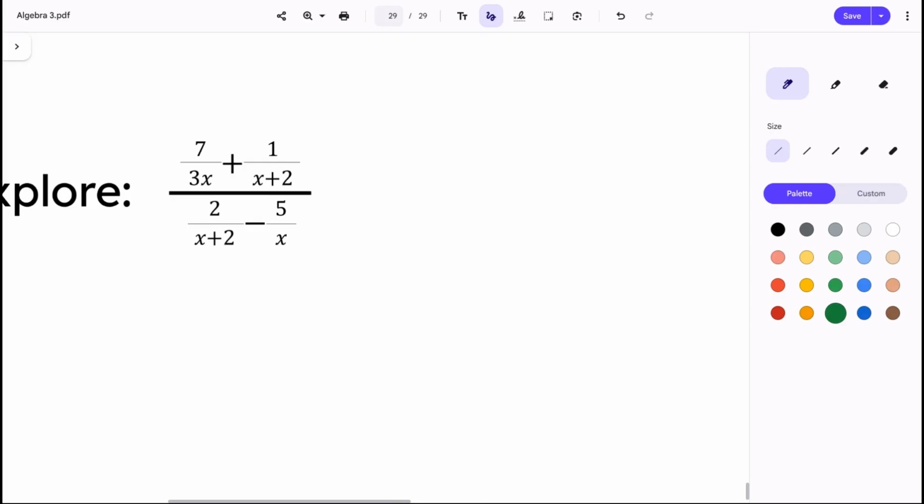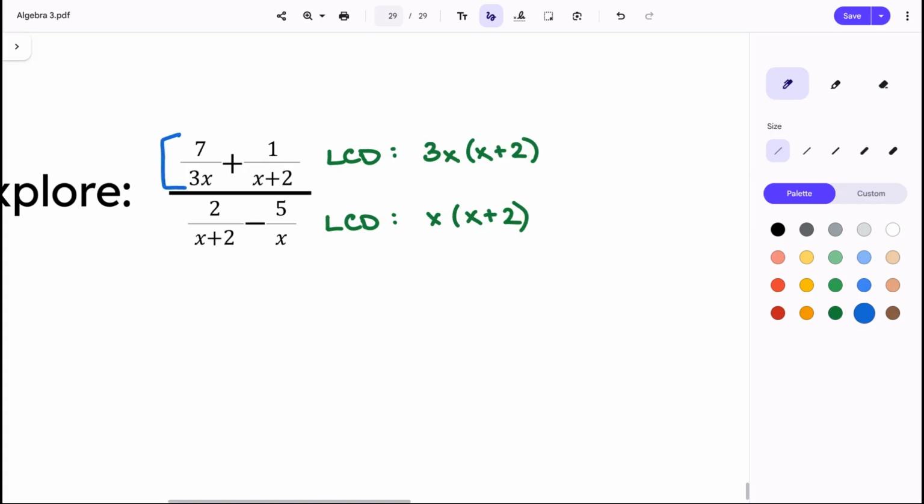Okay, so let's think about just the top for a minute. What's your LCD of the top part of the fraction? 3x, good, times x plus 2. What's the LCD of just the bottom? Good. x and x plus 2. Just like I did on the last one, I'm going to focus on them individually and try to simplify as much as I can before I even try to put them together totally. So for this first set of fractions, I'm going to take both of these times that LCD.